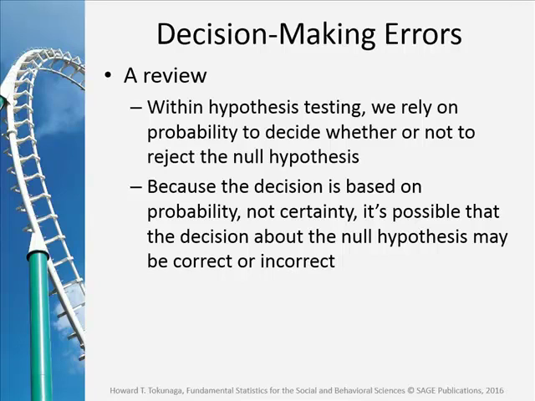So there's no gender difference in the population. How likely is it that we observe a difference in our sample? And if it's very, very unlikely, if the probability of our sample difference is very low, then we can reject the null hypothesis. We have to remember that what we're dealing with here is probability.